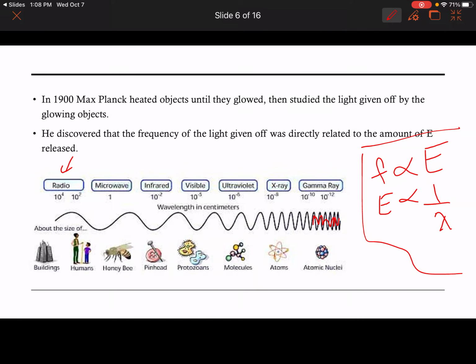So what this means, if we look here, buildings, so radio waves, for example, these are huge waves, and if they're about the size of humans here, about 2 meters would be an average.